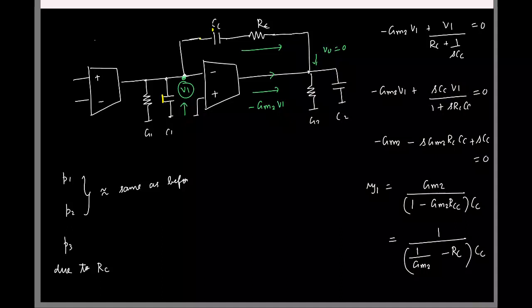But here you see that if I choose my RC to be 1 by GM2, what will happen to the 0? It will basically disappear. So we'll no longer have that RHP 0. This is one way in which you can actually eliminate the RHP 0. But is there something better you can do? If I choose RC to be exactly 1 by GM2, the 0 vanishes. But is there a better choice for RC?